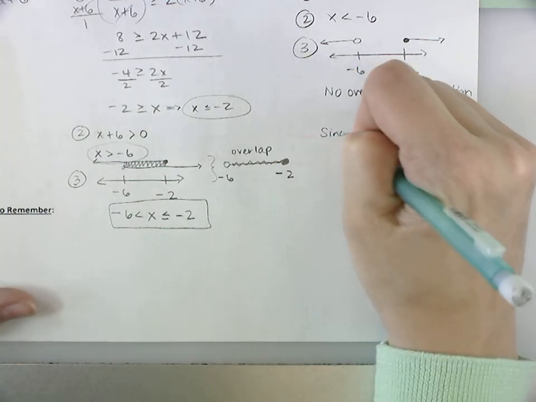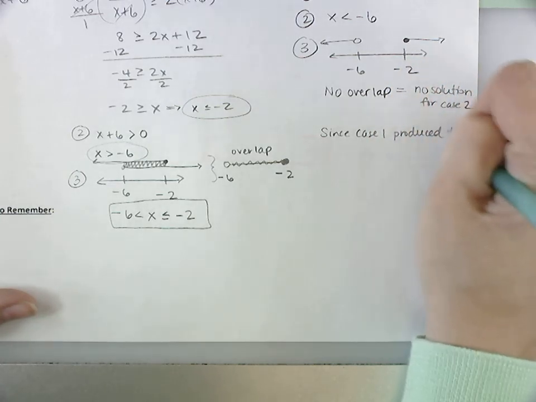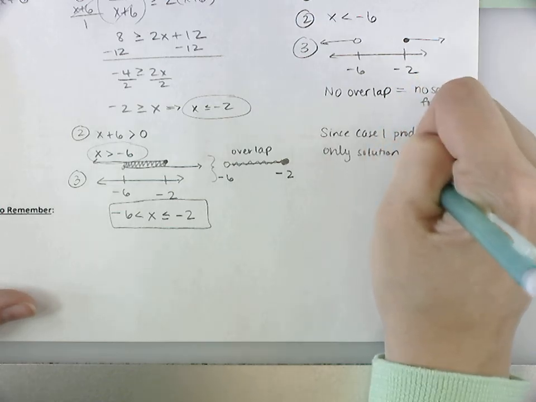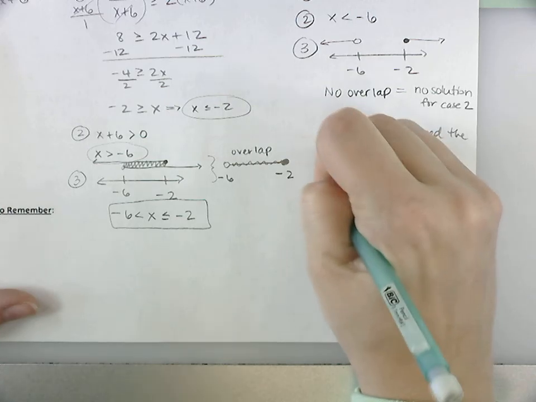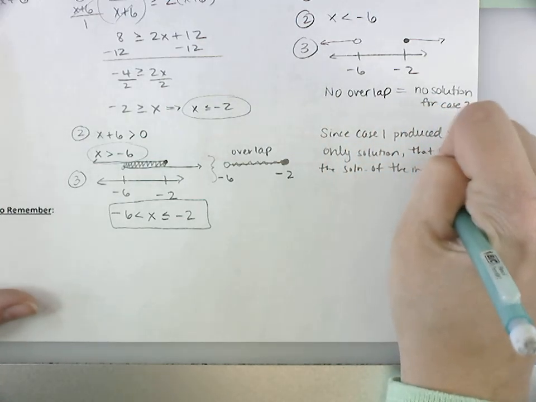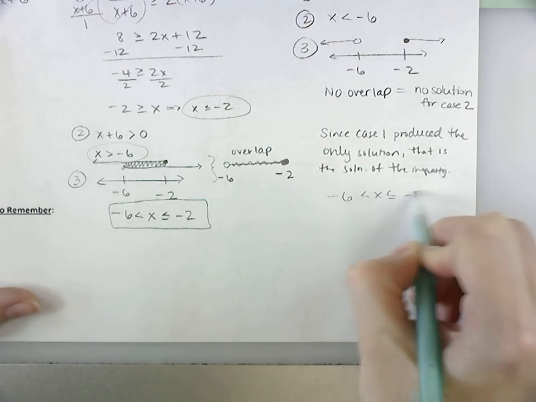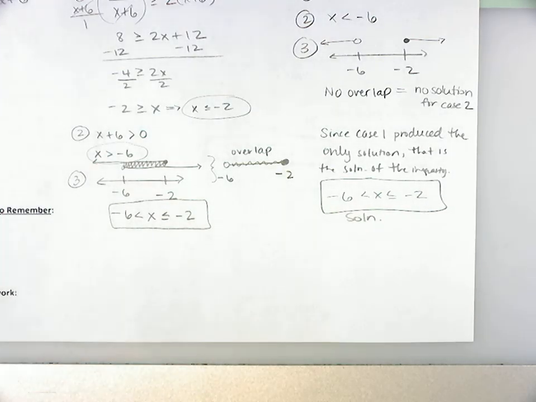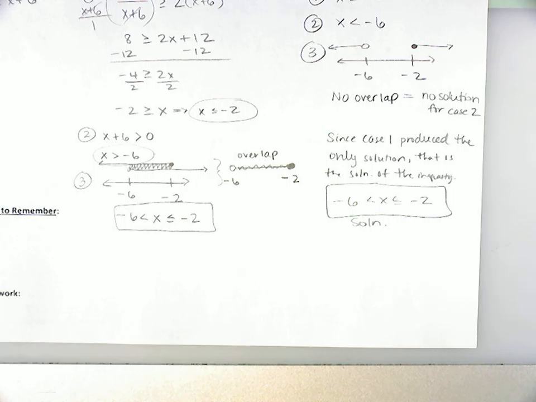Since case 1 produced the only solution, that is the solution of the inequality. So it's negative 6 is less than x, which is less than or equal to negative 2. That is your solution. And can you guys get your homework from the website today?